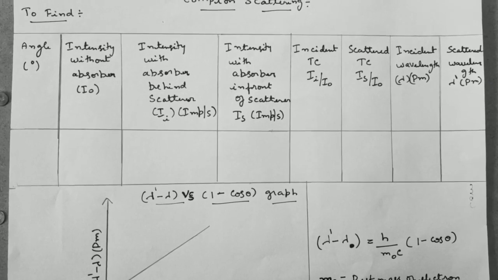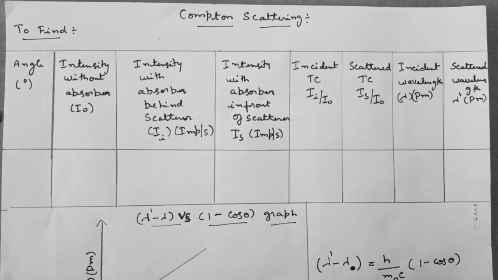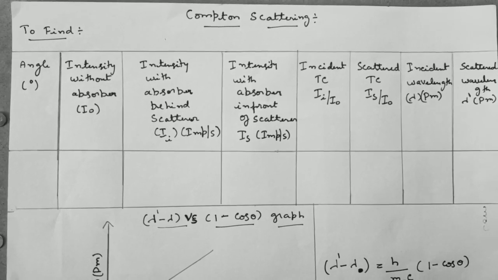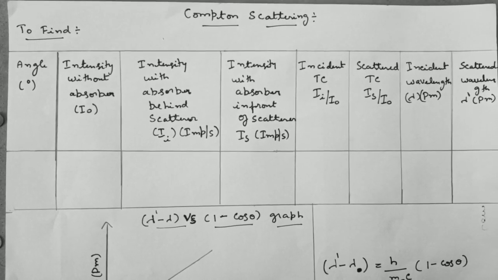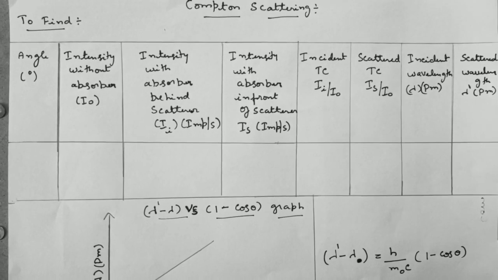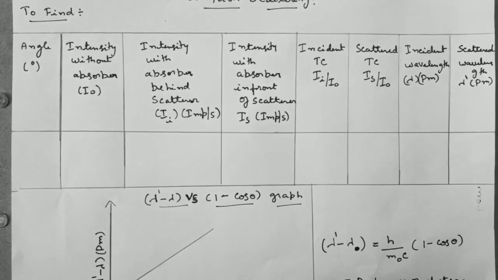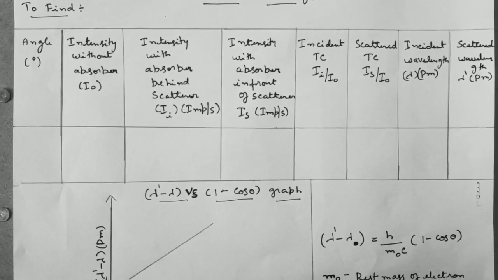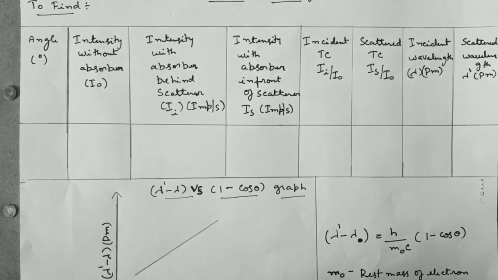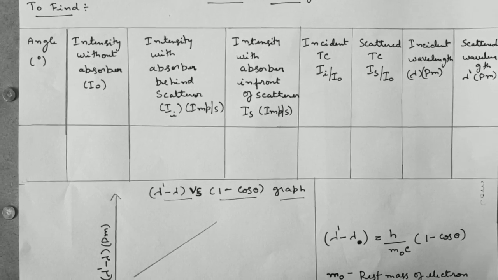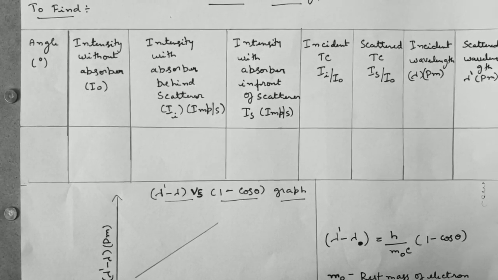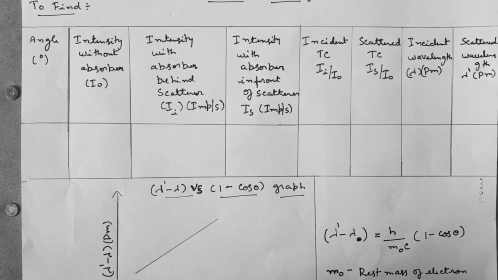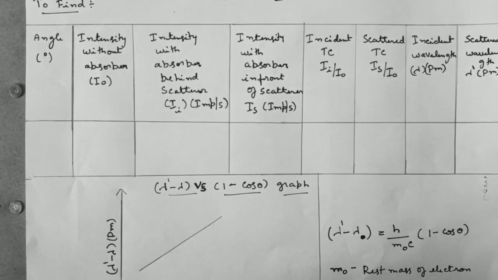Determining the Compton wavelength: angle in degree 40 degree to 120 degree, intensity without absorber N3 as given in the write-up, intensity with the absorber N4, intensity with absorber in front of the scatterer is N5. The transmission coefficient of incident and scattered photon you have to find out, and wavelength lambda and lambda dash using the formula 2d sin theta equals n lambda.